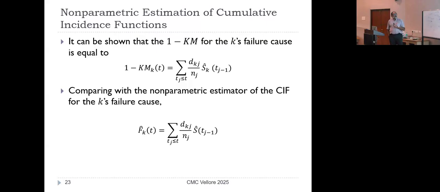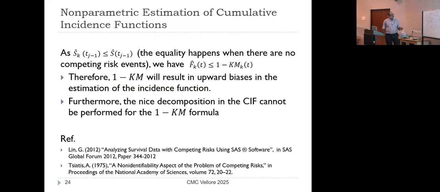We compare the non-parametric estimator of the cumulative incidence function for the kth failure cause. So we have here that this would be the same, but this is for the kth failure, and this is for overall here. There's no sub k here. And 1 minus Kaplan-Meier will result in upward bias in the estimation of the incidence function if we use that, because we're not using the cause-specific one, we're using this one.